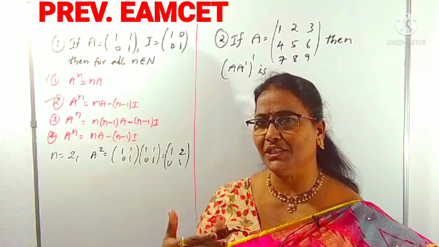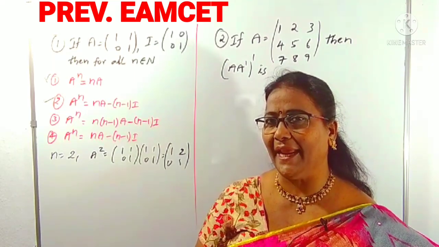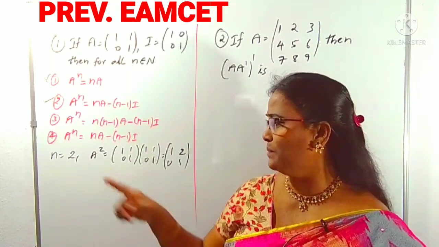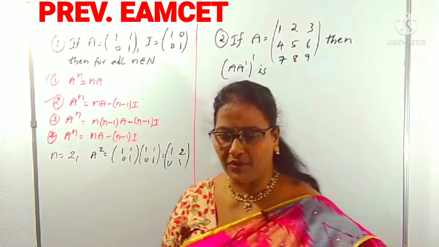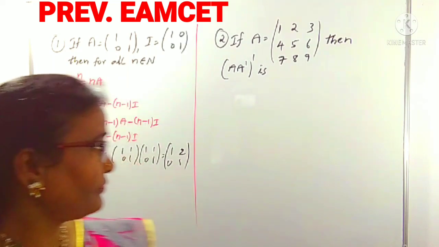Suppose you have to think about A cube. Cube of A cube means A square into A. Like that you have to check it. Is it clear? Now we can come to the next question.